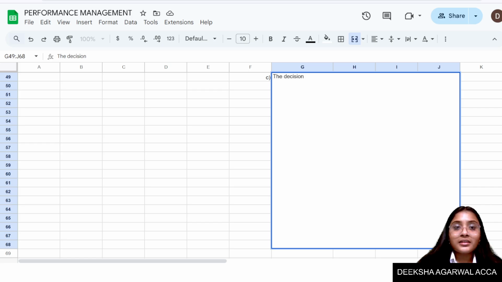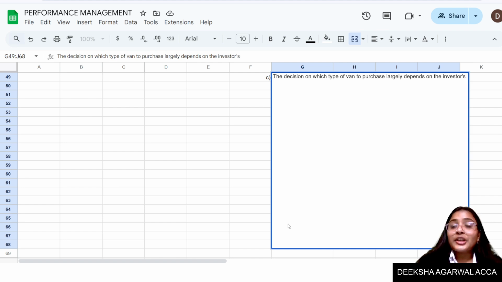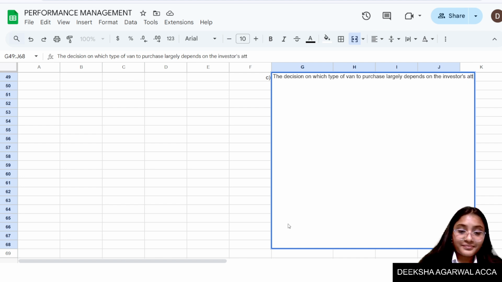The decision on which type of van to purchase largely depends on the investor's attitude toward risk.